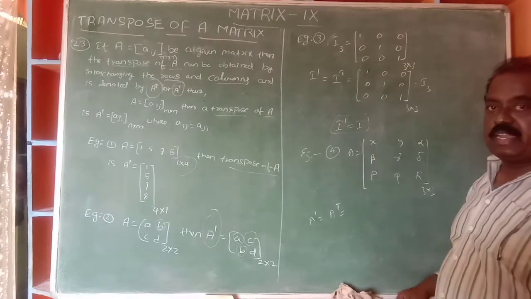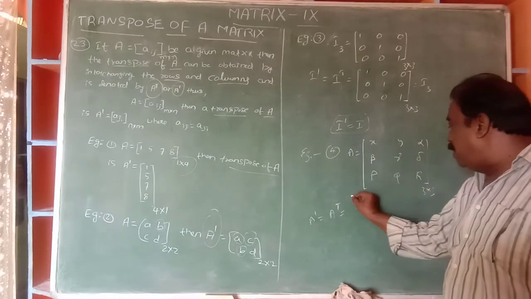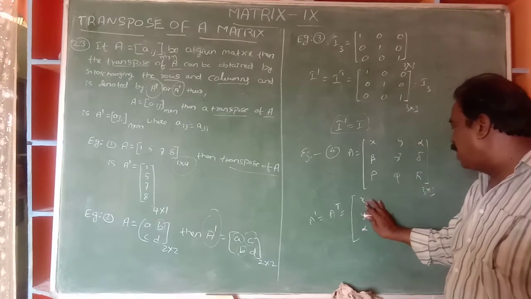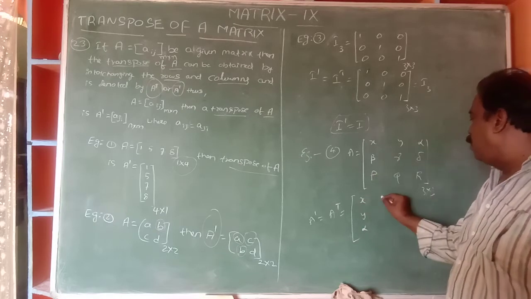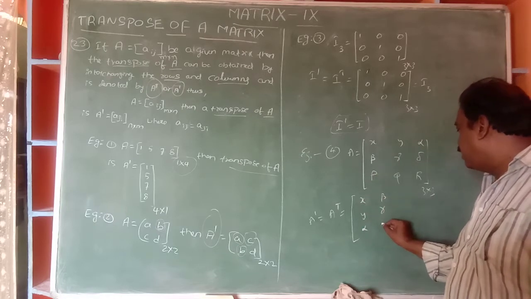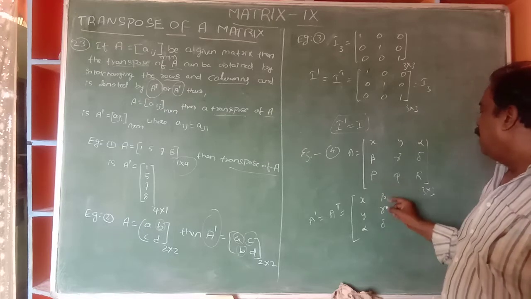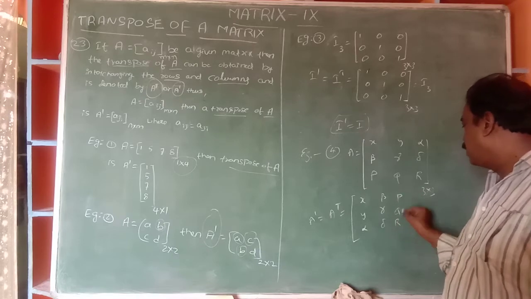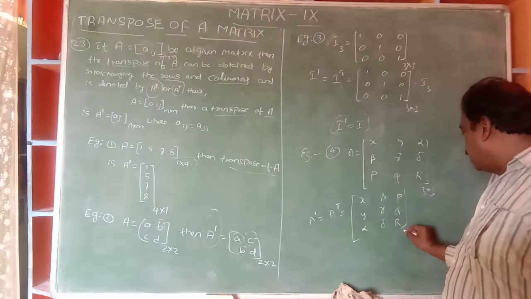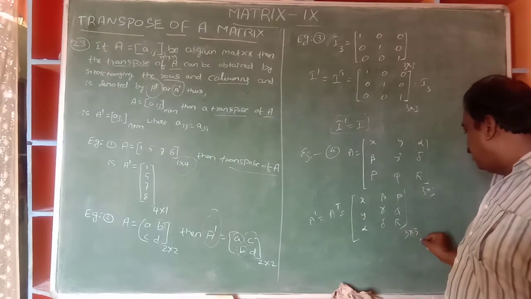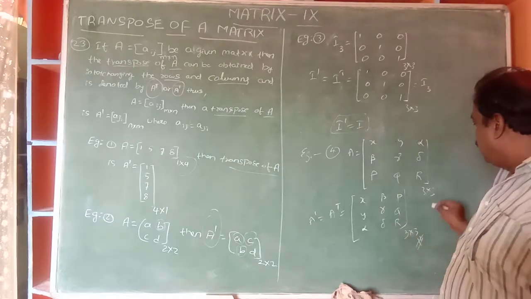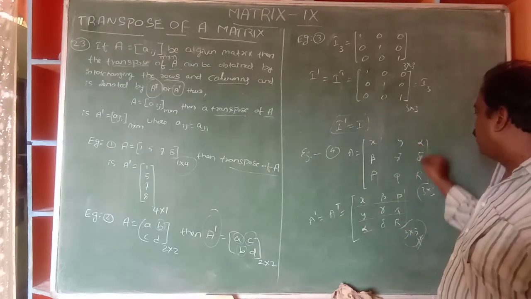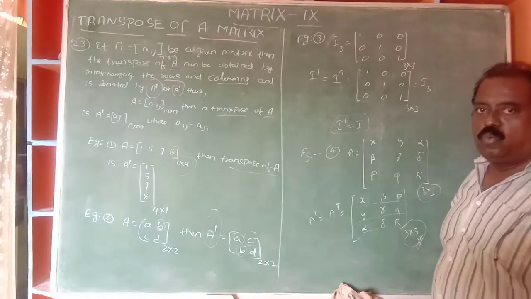In order to get the transpose of the given matrix, the first row will become the first column, the second row will be changed to the second column, and the third row will be changed to the third column. It is also a 3 by 3 matrix. The order will not be changed, but the rows and columns are changed. Like that.